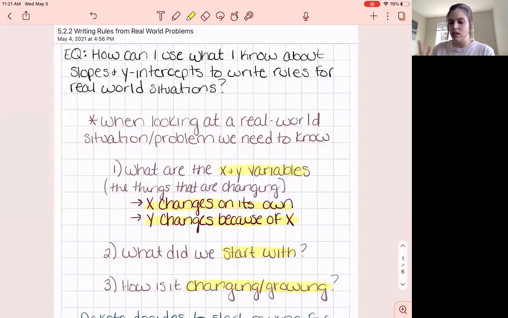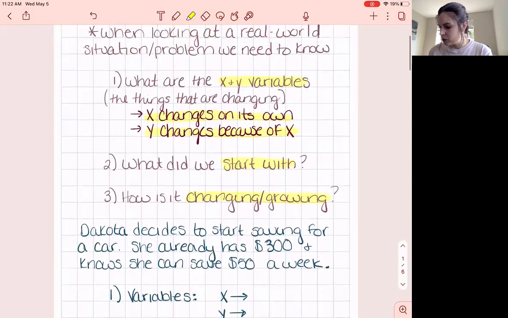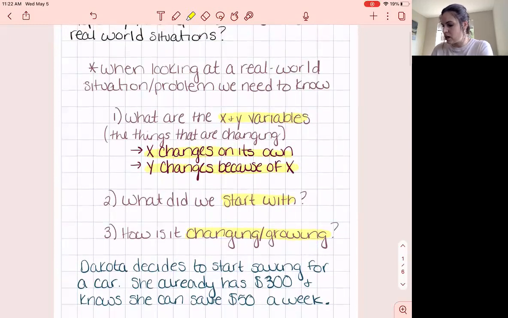Then the second thing you need to know is in the story problem, what do we start with? And then how is the story changing or growing? It's pretty similar to when I had you analyze rules. We still care about starts with and grows by, but now we're doing it in terms of a real world problem. So your example for your right side is, we'll start here. Go ahead and copy this down. It says Dakota decides to start saving for a car. She already has $300 and knows that she can save $50 a week.